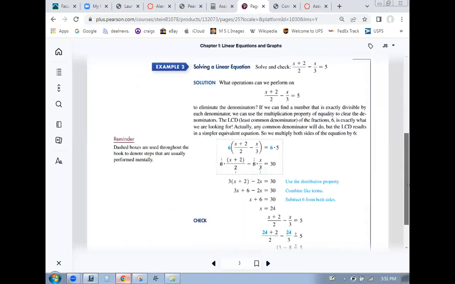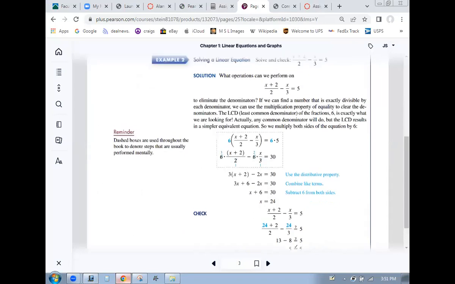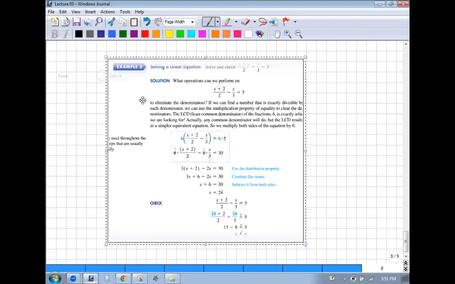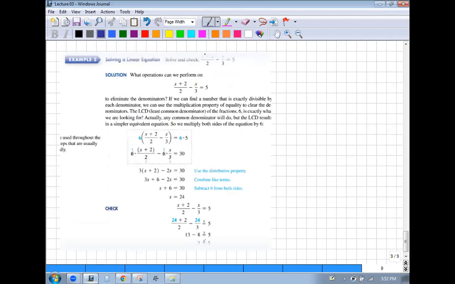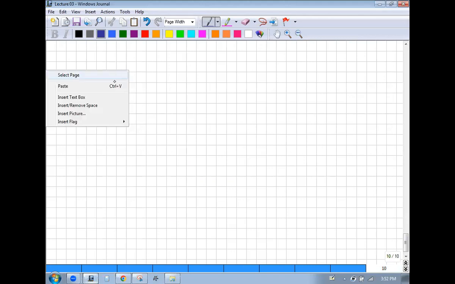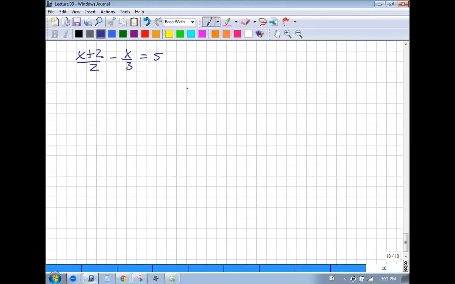Let's look at example two here. This is (x plus 2) over 2 minus x over 3 equals 5. Oh, this is a good one because it has fractions and fractions suck. So the first thing I would do is go, I hate fractions. How do I get rid of these fractions? Is there something I can multiply both sides by to get rid of the fraction?